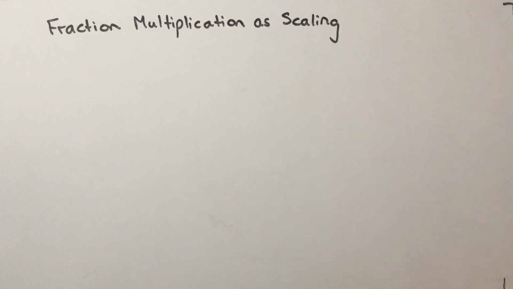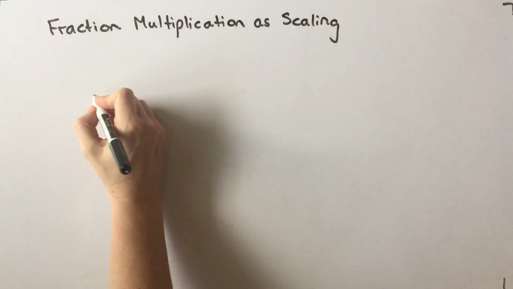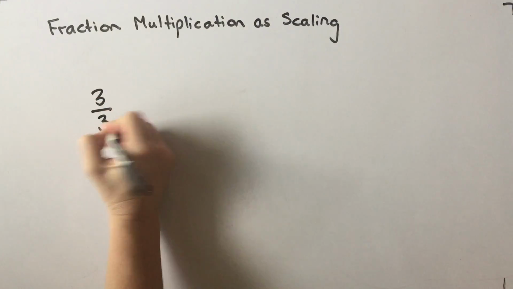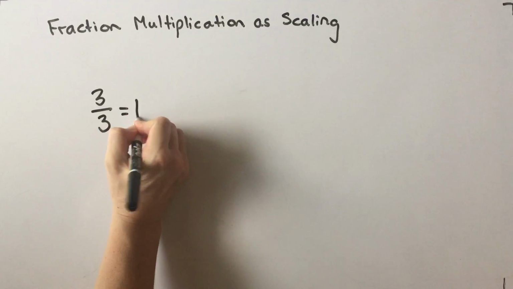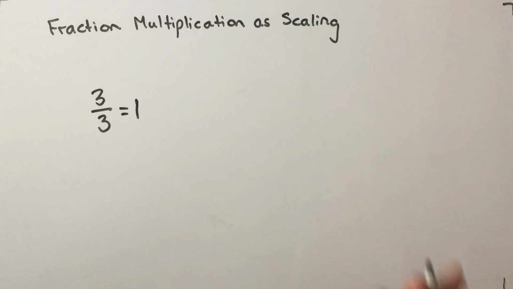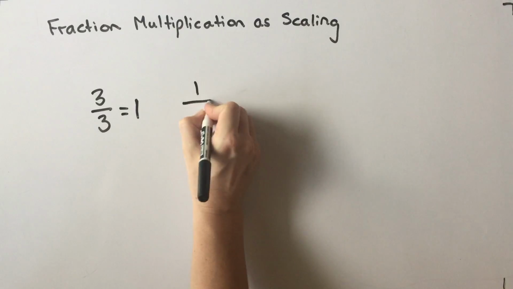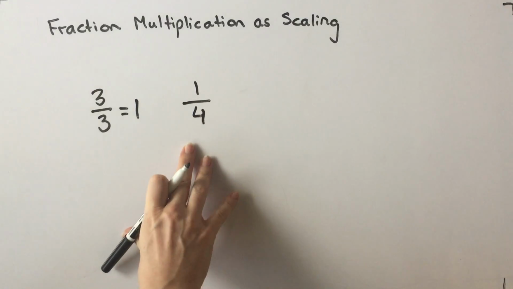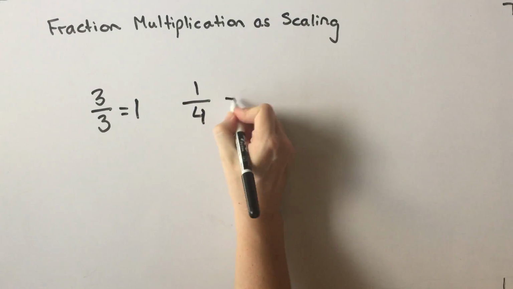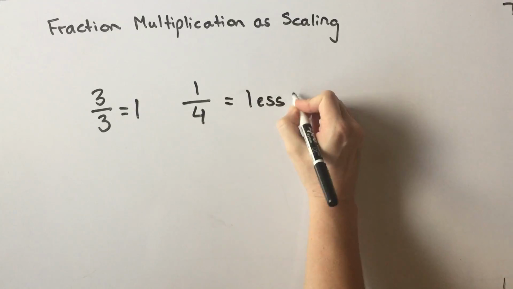Okay, so we're going to talk about fraction multiplication as scaling. What does scaling actually mean? It means to make something either bigger or smaller. So we know that any fraction that is something over itself is equal to 1, right? So what about a fraction that looks something like that? That is less than 1.